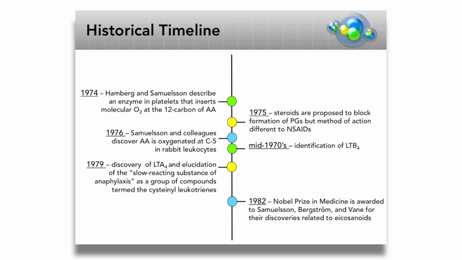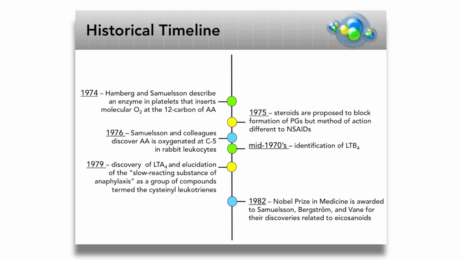In the mid-1970s, at the same time the biology and the structure of the prostaglandins was being studied, Hamberg and Samuelsson described an enzyme in platelets that was separate from the cyclooxygenase that inserted molecular oxygen at the 12 carbon of arachidonic acid. This type of enzyme was termed a lipoxygenase. In 1975, steroids were proposed to block formation of prostaglandins, but the method of action was different than that of NSAIDs. These hints led to the discovery that there were multiple enzymes that could oxidize arachidonic acid to other compounds.